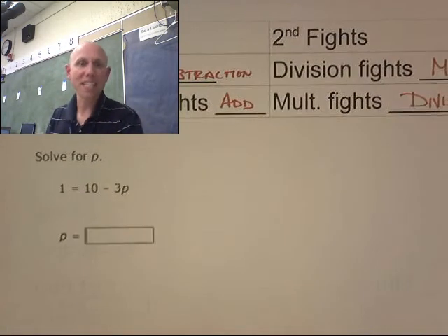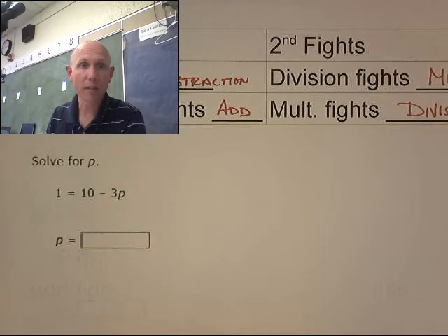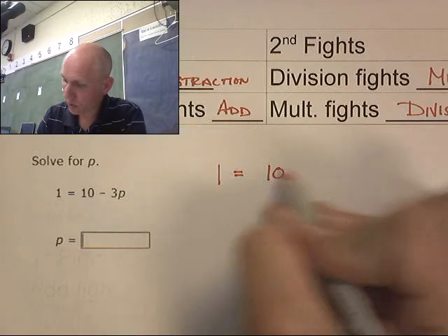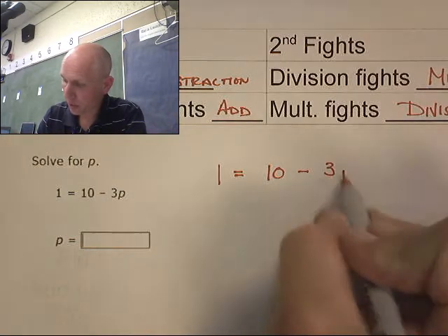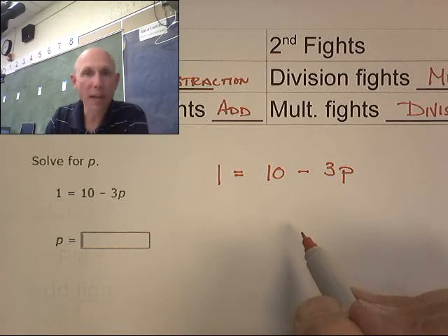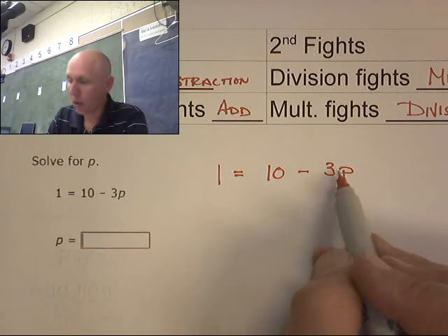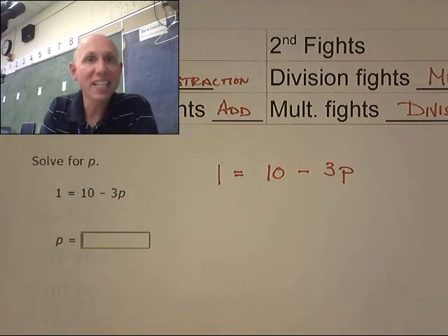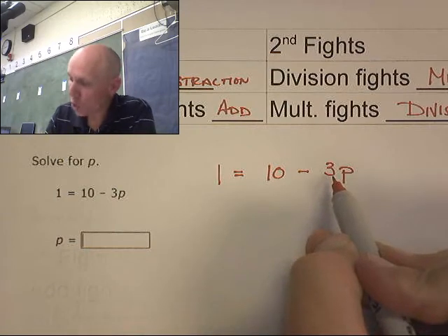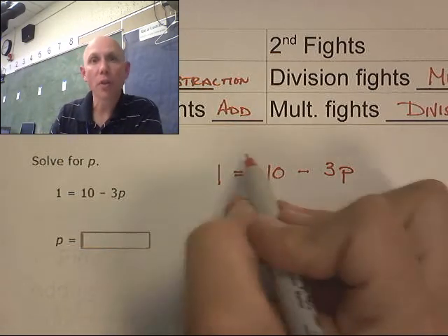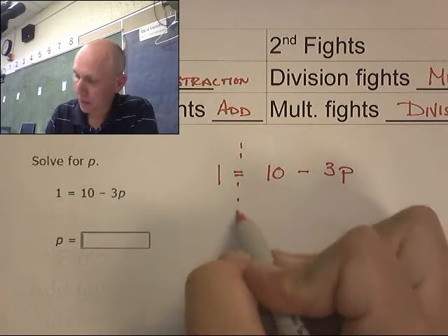Here we go. Sneak up on the variable. Very, very sneaky. I have 1 equals 10 minus 3p. Who is bugging the p? Well, I have 3 bugging it and 10 bugging it. But who should I deal with first? I'm telling you to sneak up on the variable. Don't go directly for that 3. Start with the 10. Start farther away from the variable.